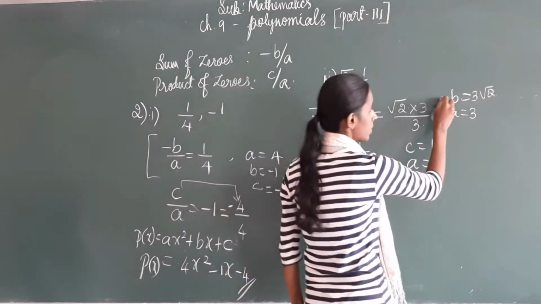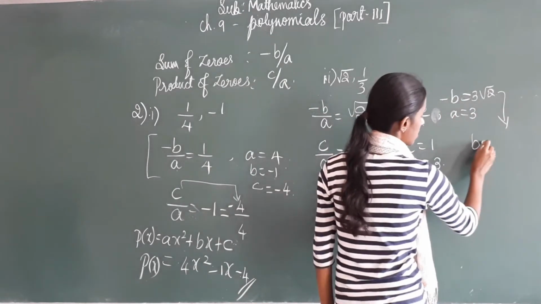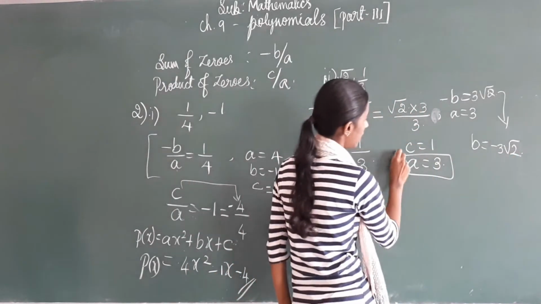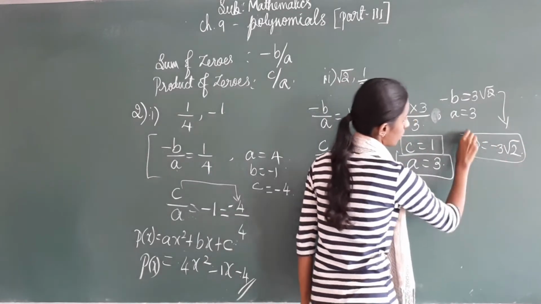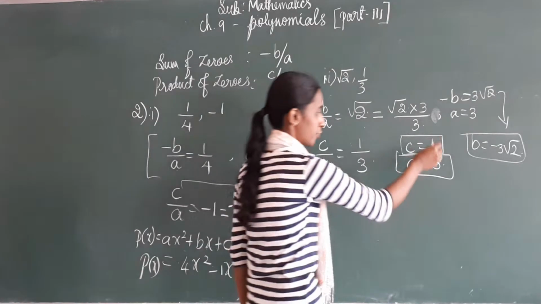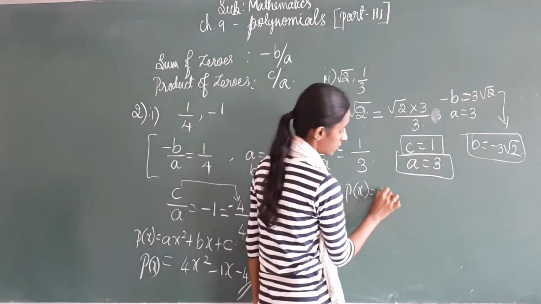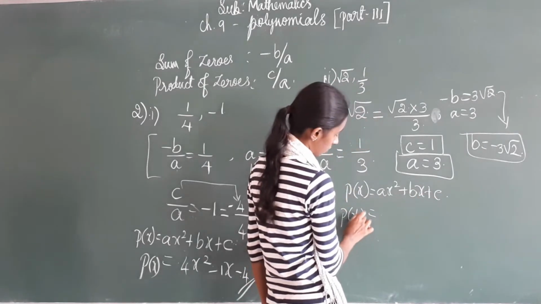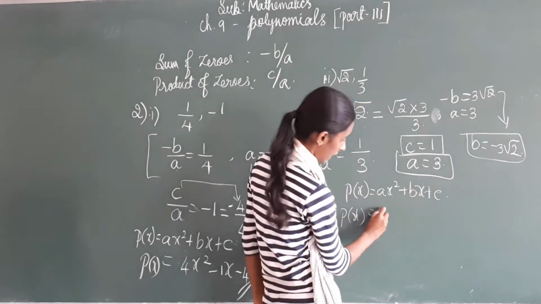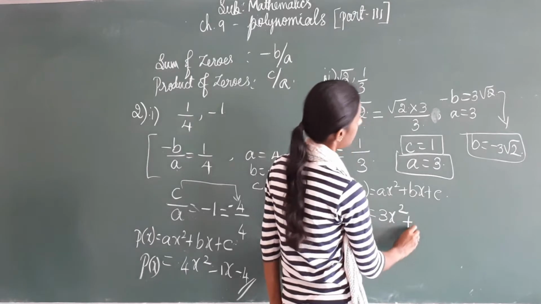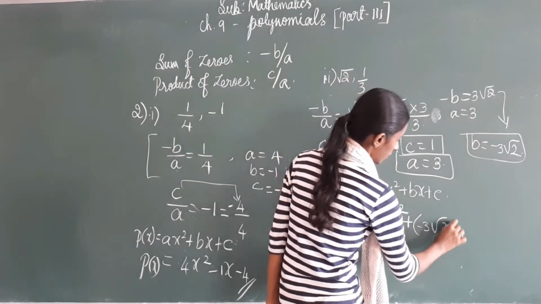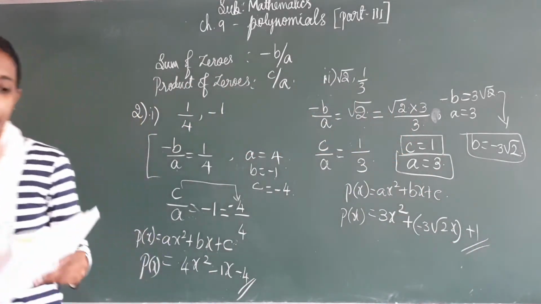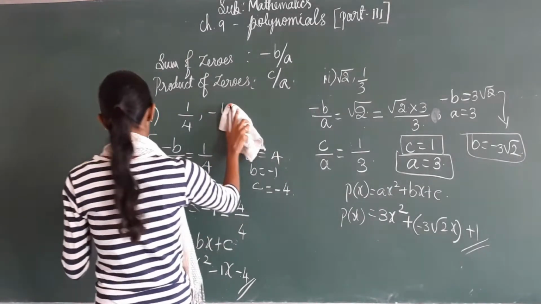Minus b is equal to 3 root 2, which means from this b is equal to minus 3 root 2. So you have got the values of a, b and c: a is 3, c is equal to 1, b is equal to minus 3 root 2. Okay, you have to find the quadratic polynomial, that is p of x is equal to ax square plus bx plus c. P of x is equal to 3x square plus b, which is minus 3 root 2, into x plus c, which is plus 1. So this is the quadratic polynomial. Okay. Similarly, look at the next question. Third question.